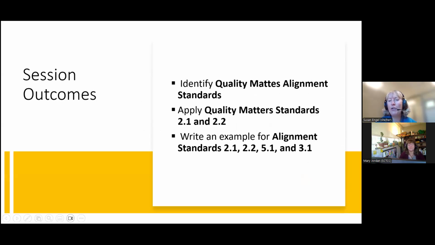This particular session will take a look at the alignment standards within Quality Matters. There are 6 of them, and we'll apply specifically Quality Matters Standards 2.1 and 2.2. These are on course outcomes and module outcomes. And then we'll begin our work with 3.1 and 5.1, which are further alignment standards on assessments and the curriculum itself, the learning activities and learner interaction.